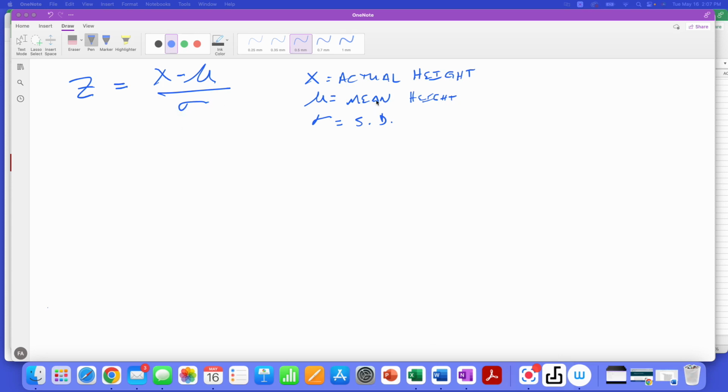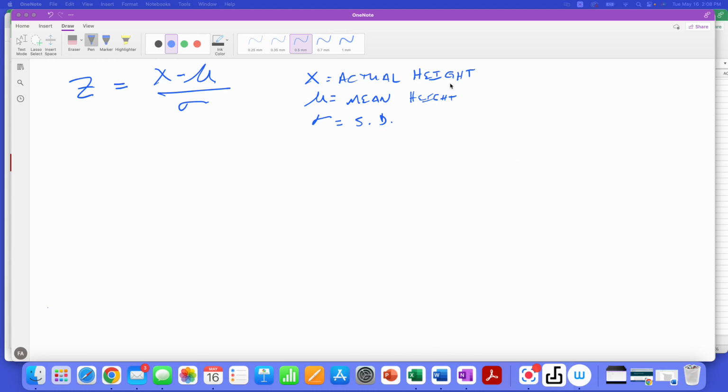Here we are talking about this mu and the standard deviation as being found values. So they are based upon a data set, a rather large data set, hopefully, of information that we've collected over a long period of time.